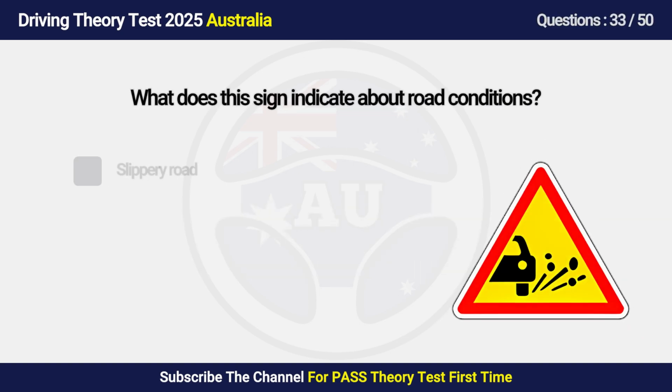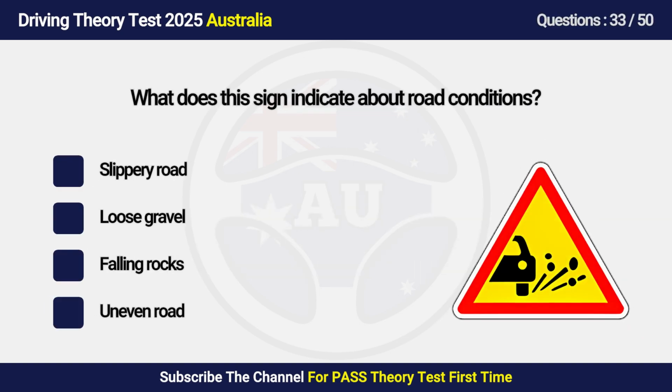Question 33. What does this sign indicate about road conditions? A. Slippery road. B. Loose gravel. C. Falling rocks. D. Uneven road.